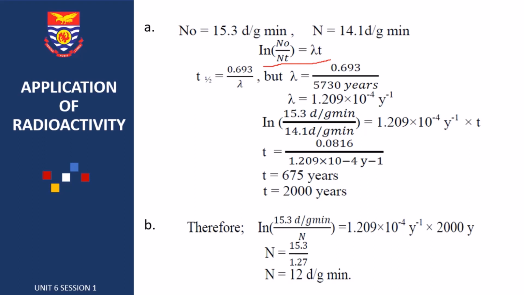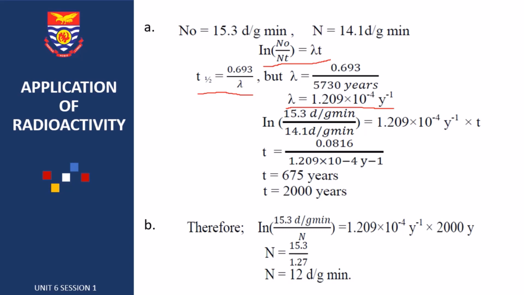But we know that half-life is given by 0.693 over the decay constant. So we can solve for the decay constant, where the decay constant will be 0.693 over the half-life. The half-life was given to be 5,730 years. Now when we substitute these values and solve, we are going to get a decay constant of 1.209 times 10 to the power negative 4 per year.